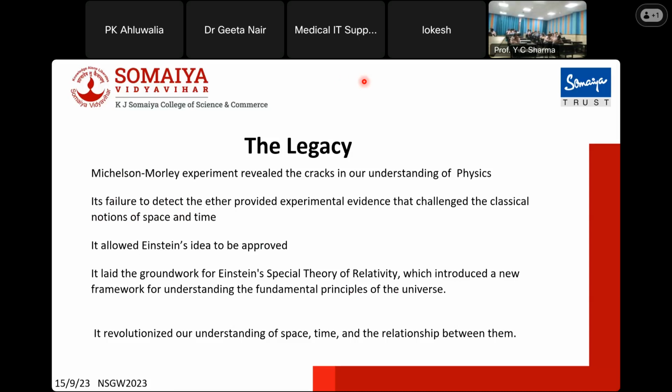And it laid the groundwork for Einstein's special theory of relativity, which introduced a new framework for understanding the fundamental principles of the universe. It will not be wrong to say that it has revolutionized our understanding of space, time, and the relationship between them. So it is a landmark experiment, and to do a precise experiment with the facilities at that time is really commendable.